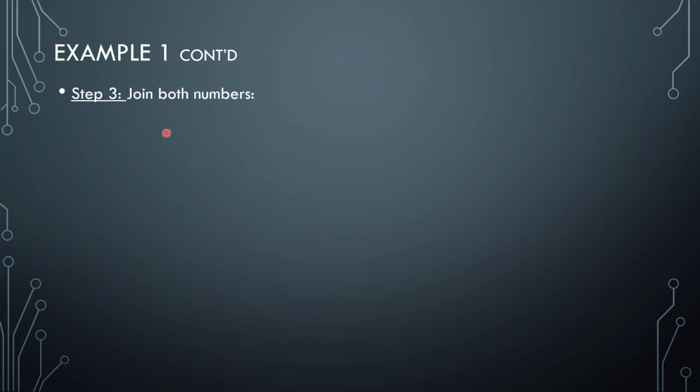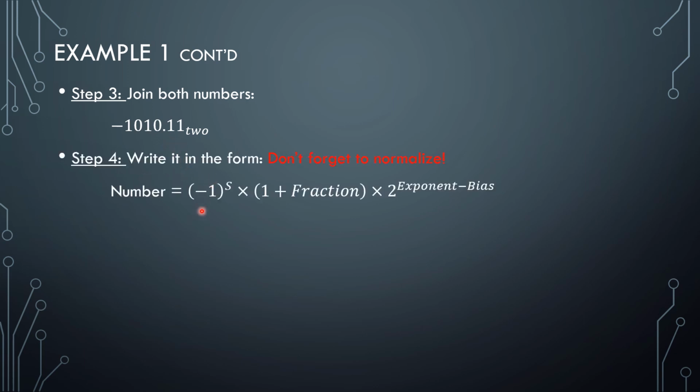The third step is to join both numbers. We will obtain minus 1010.11. The fourth step is to write it in this form, but first we have to normalize. To normalize this, we have to put the binary point here, so it will become 1.01011 times 2 to the power 3.